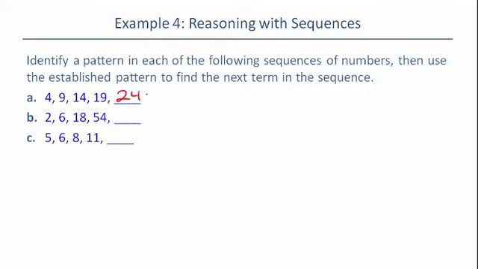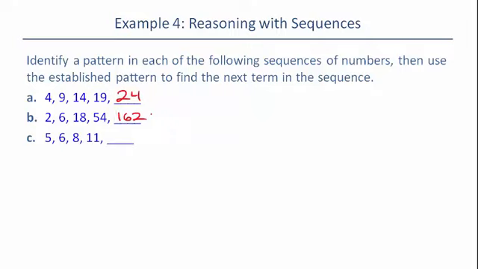Okay, what about this one? 2 to 6 is 4. 6 to 18 is 12. Okay, so that's not working. We're not adding the same thing. How about multiplying? What do we have to multiply 2 by to get to 6? 3. Okay, 6 times 3 is 18. Hey, 18 times 3, 54. Looks like we've got our pattern. And the next number is simply going to be 54 times 3, which is 50 times 3 is 150, 4 times 3 is 12. So you add those together and you get 162.